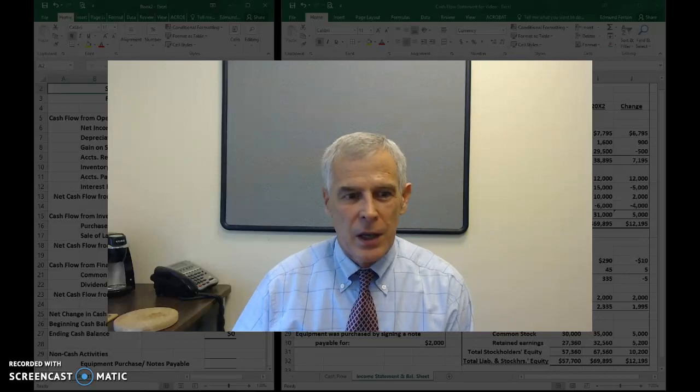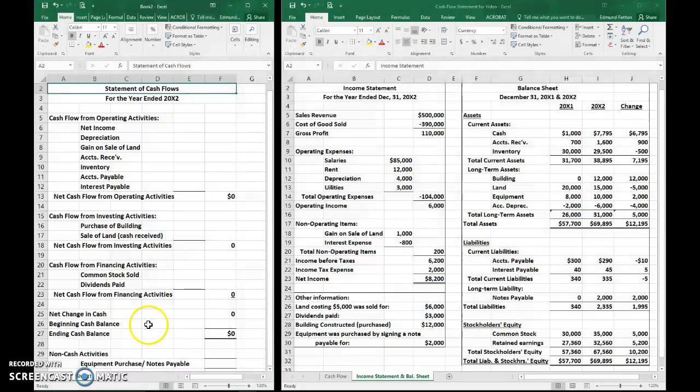So let's get started and remove the picture here. Alright. On the right side of the screen you can see I have prepared an income statement and also a balance sheet. The balance sheet is for 2 years because we need to find the changes in all the accounts. On the left side I have the setup for the cash flow statement, and I have everything typed in just to save time in this video.